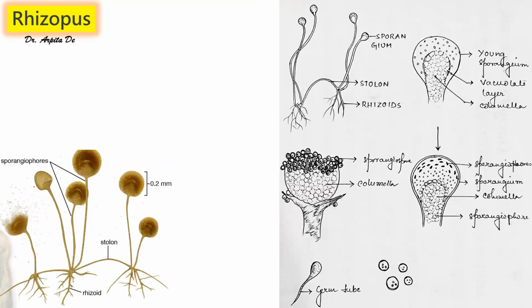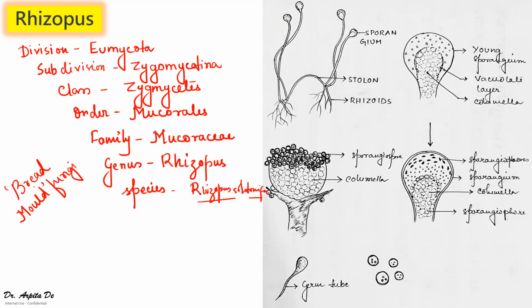If we talk about its vegetative body, the vegetative body is well-developed mycelium composed of long, slender, and much branched hyphae. If you take a look at its vegetative body, you will be able to see that it is composed of long, slender, much branched hyphae. The hyphae are cenocytic, that is aseptate. I'm just writing the points.